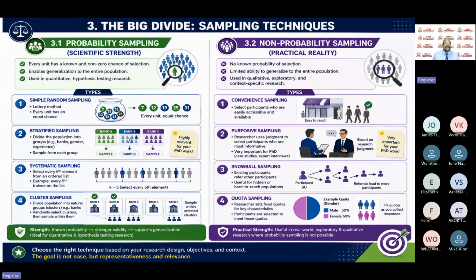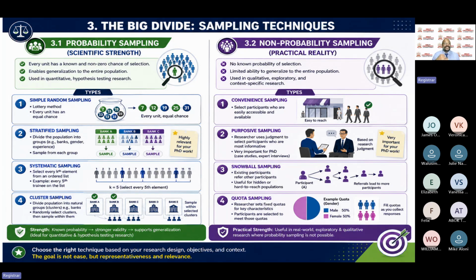There are a lot of divisions, but quickly to familiarize you, one is simple random sampling. In simple random sampling, we can have the lottery method. Every unit has an equal chance. If you look at the pictorial representation, you can see it. Any number can be like winning a lottery.